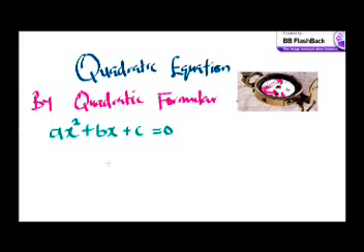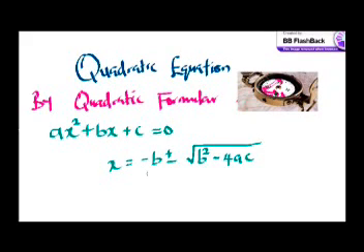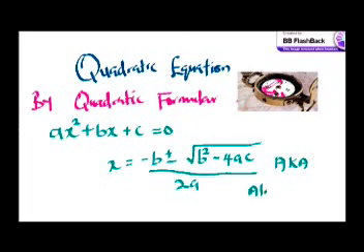The formula says x is equal to minus b plus or minus square root of b square minus 4ac, everything here divided by 2a. Now this formula is also called the almighty formula. The reason is because there is nothing in quadratic equation that the formula cannot solve.